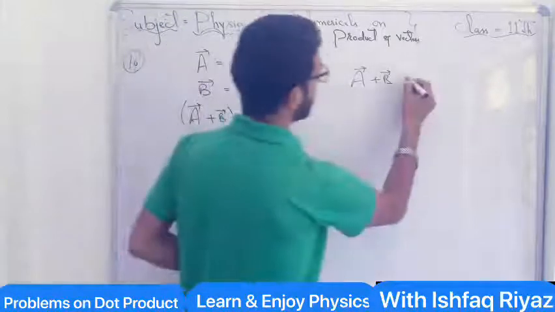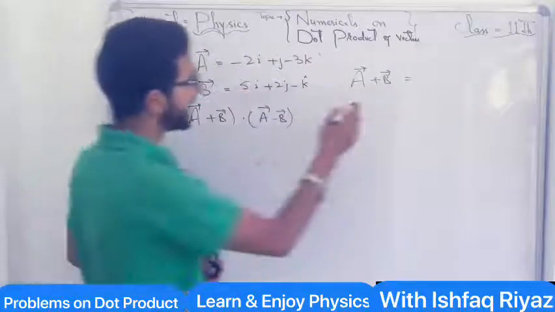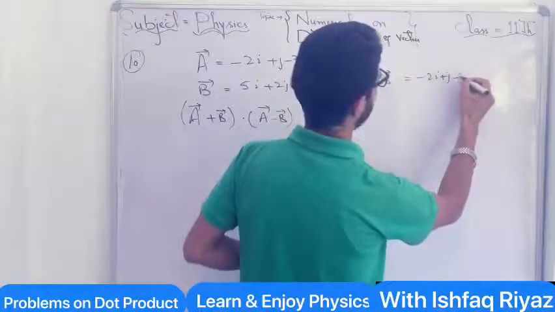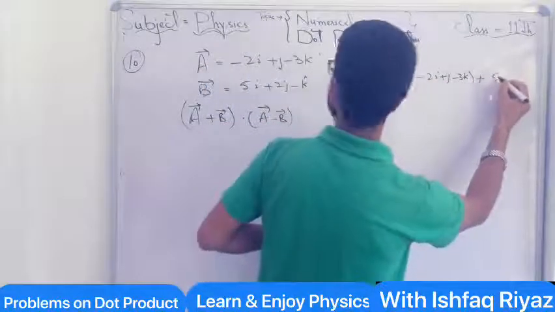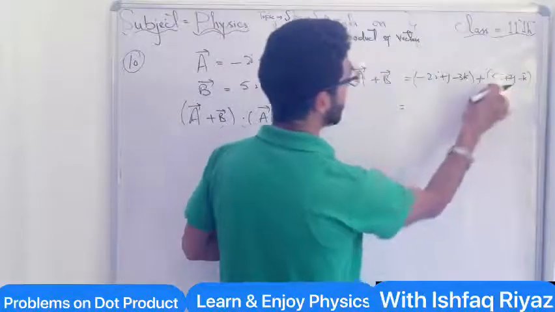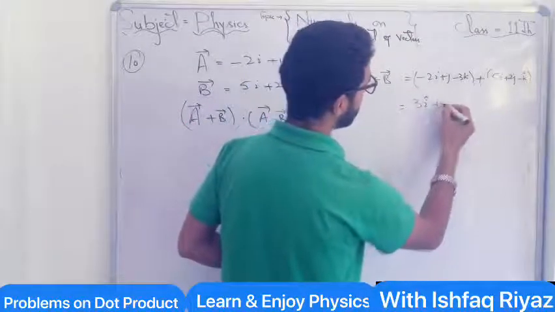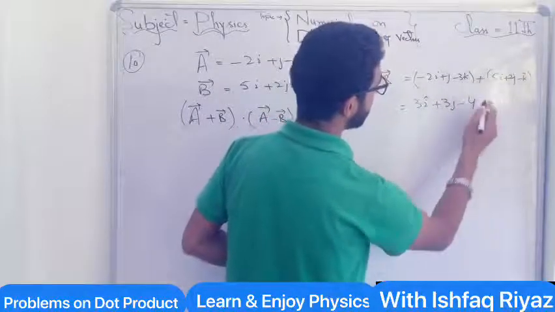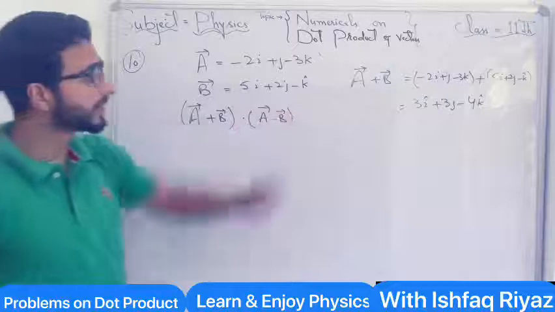So a plus b is equal to what? This is minus 2i plus 5i. So this is, let me write it here first. This is minus 2i plus j minus 3k. So this is plus b, 5i plus 2j minus k. Okay, so this is 5i minus 2i, that is simply equal to 3i, plus j plus 2j, that is simply equal to 3j, minus 3k minus k, that is equal to minus 4k. This is how we calculate a plus b, that is the addition of the components of the vectors.